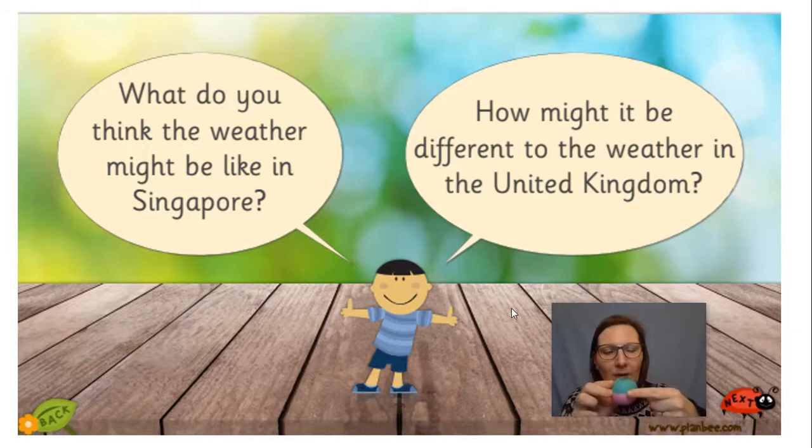So if the weather is really warm in the middle and it's getting colder, and Singapore sits right on the equator, what do you think the weather might be like there? And how do you think it might be different to the weather in the United Kingdom? Pause the video, have a chat with the person in the room.